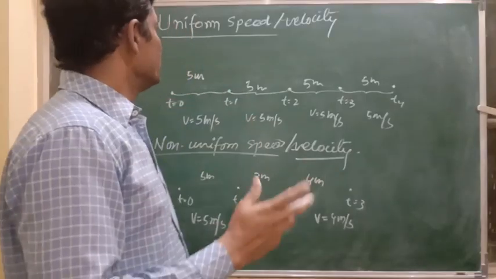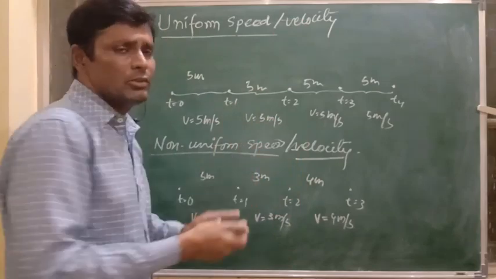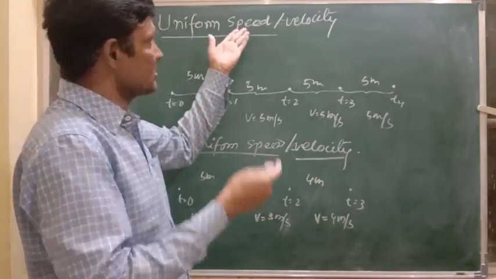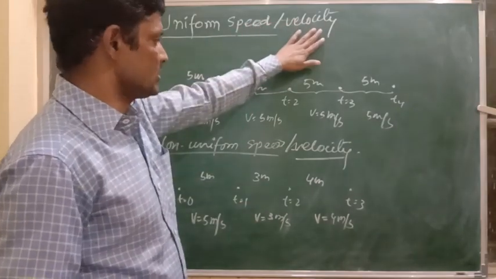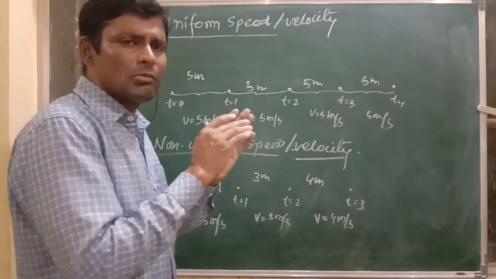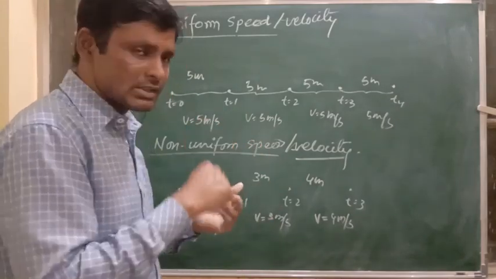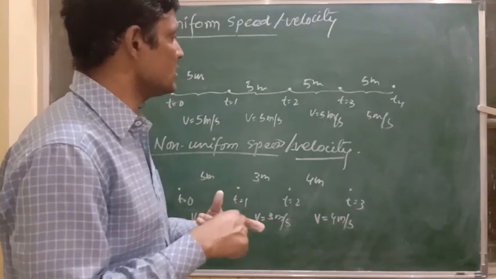Next point we are going to discuss is uniform speed or velocity. When you take distance, it is about speed, and when you are taking displacement, it is about velocity. So there is not much difference between these two words. If you are taking distance, you are discussing speed. If you are taking displacement, you are discussing velocity.